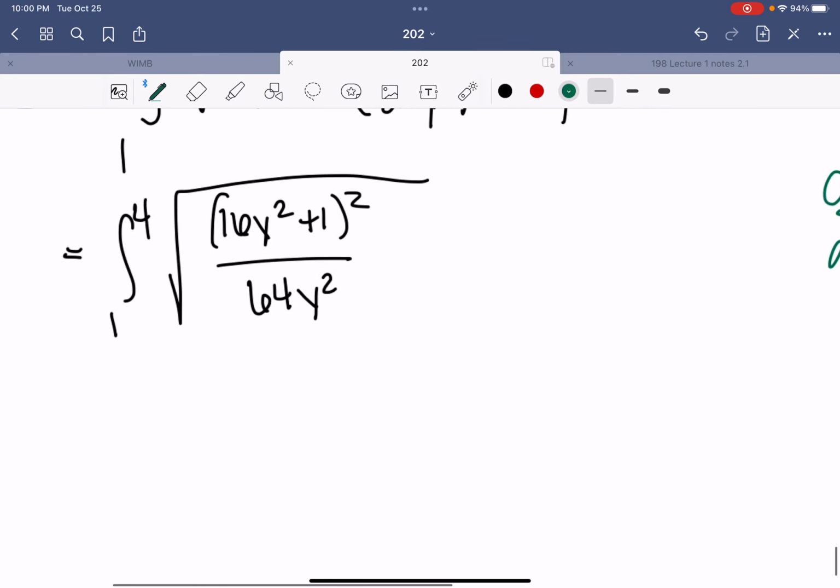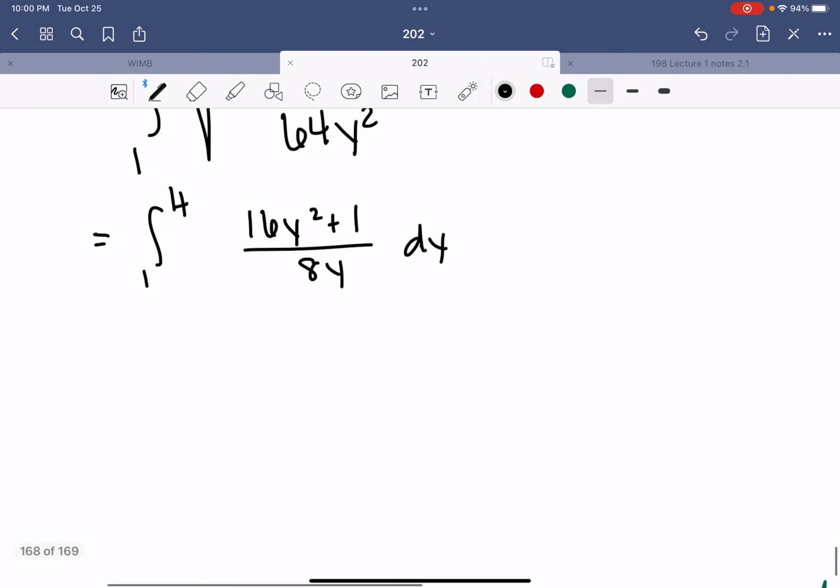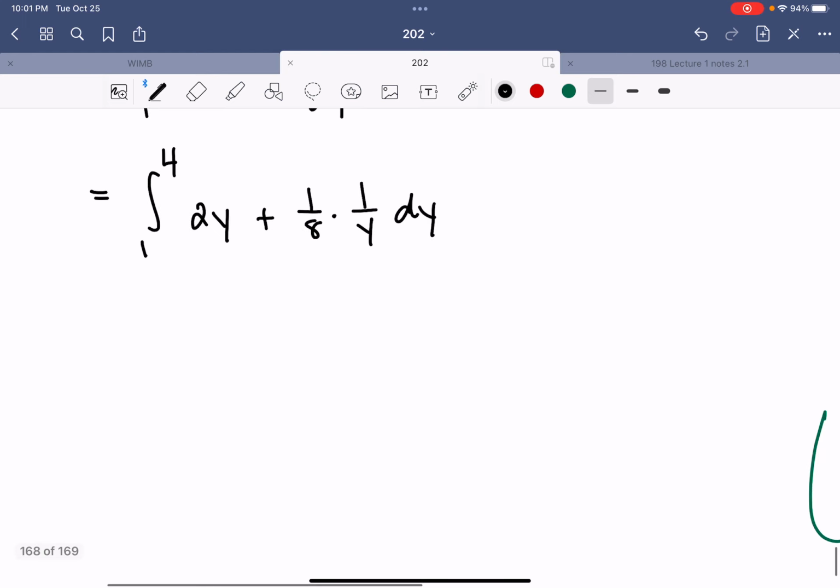Okay, so that brings me back here. And we have 64y squared and then dy. Those are both squared, so I can get rid of the square root. So that's the integral from 1 to 4 of 16y squared plus 1 over 8y dy. Now I can split my fraction back apart. And that's just 2y plus 1/8 times 1 over y dy. And then I can find the antiderivative, which would be y squared plus 1/8 the natural log of y.